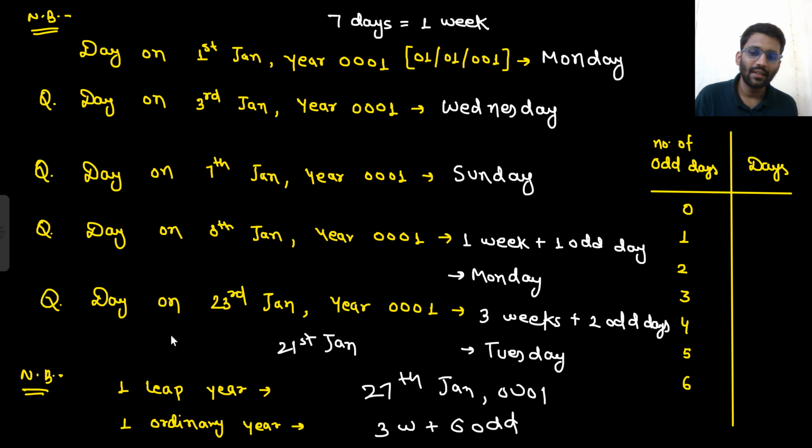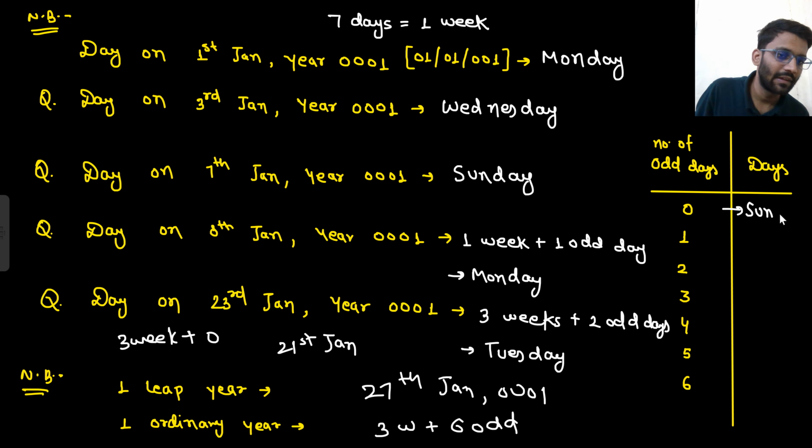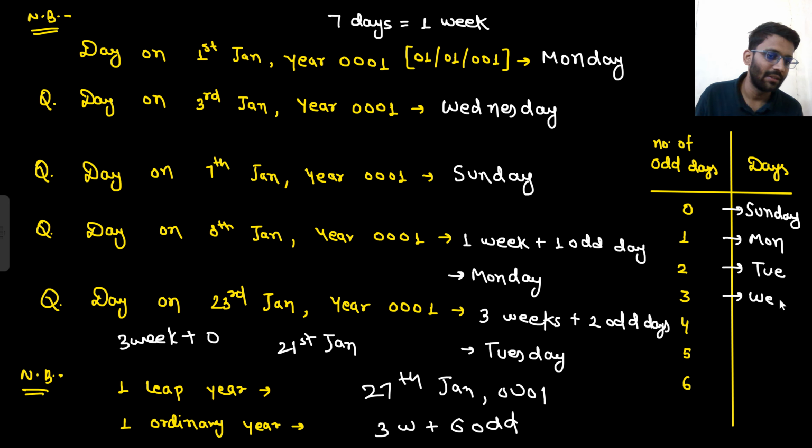So if you are getting 3 weeks plus 0 odd day, that means you are talking about Sunday. Are you getting this point or not? 1 week means you have started from Monday till Sunday. So 0 odd day means Sunday. 1 odd day means Monday. 2 odd days means Tuesday. 3 odd days means Wednesday. 4 odd days means Thursday.